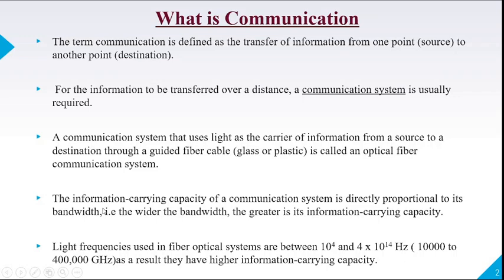Now the information carrying capacity of a communication system is directly proportional to its bandwidth. It means that the higher the bandwidth, the greater is the information carrying capacity. In an optical fiber communication system, the bandwidth is higher so it carries more information. Light frequencies used in fiber optical systems are between 10 to the power 4 and 4 into 10 to the power 14 Hertz. As a result, they have higher information carrying capacity.